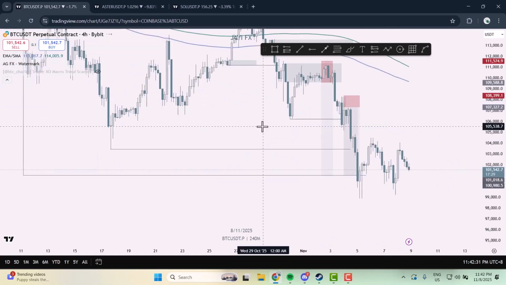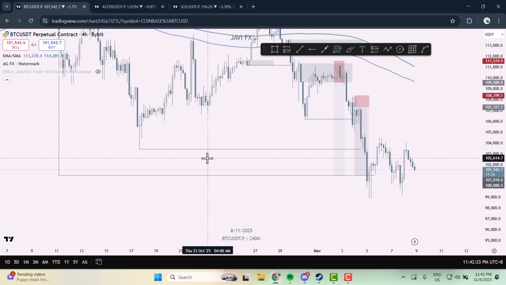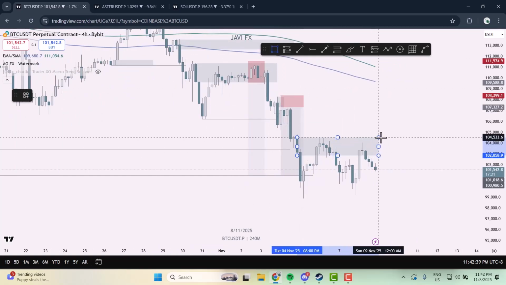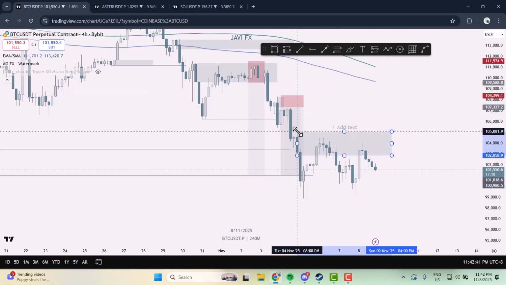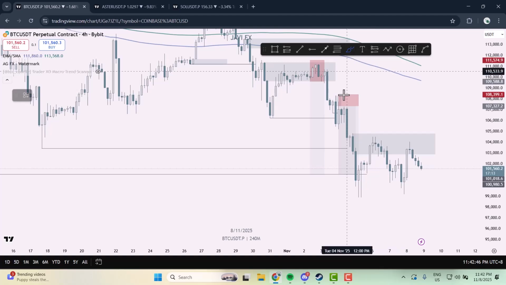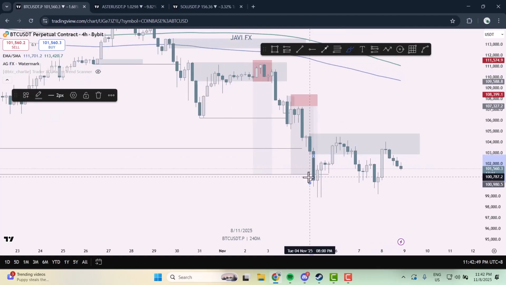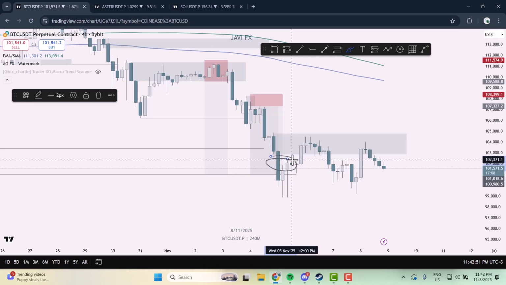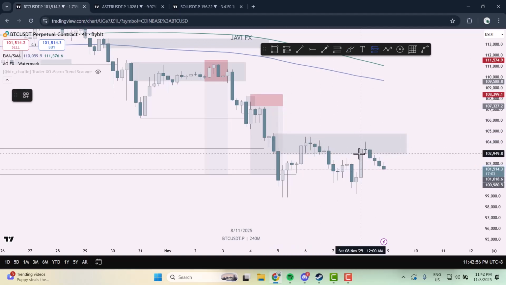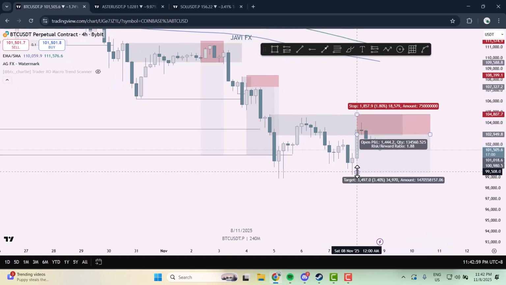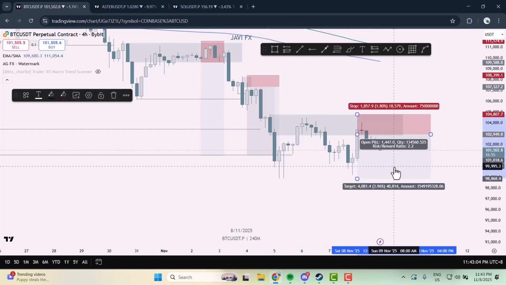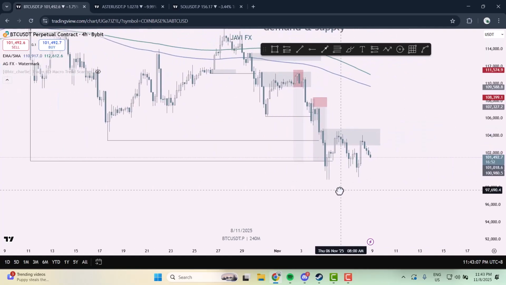Now we can also look at it from this angle. We have a supply zone over here. Why is it a supply zone again? We broke this. Okay, the impulsive candle and a fair value gap or an imbalance. So I wouldn't be surprised. Could have just entered here and we just make a new low. Wouldn't be surprised. Okay? All right.